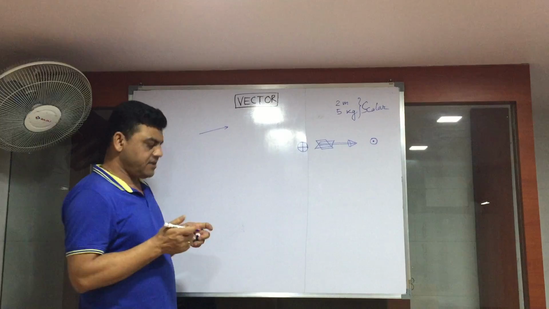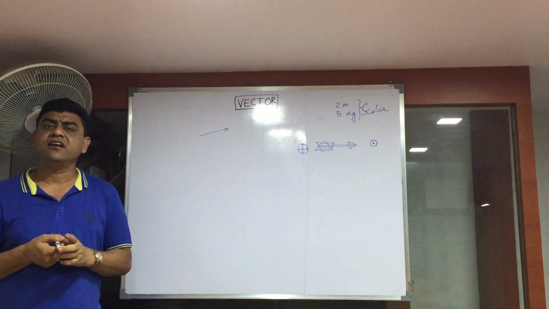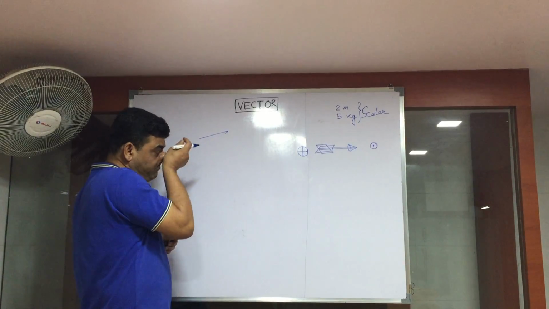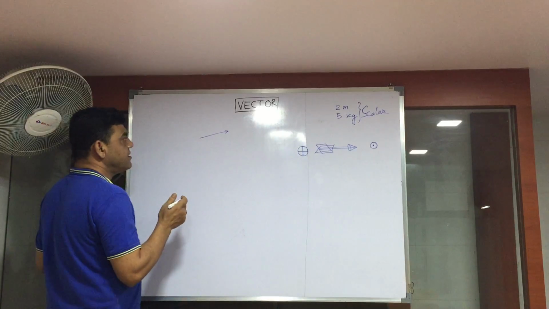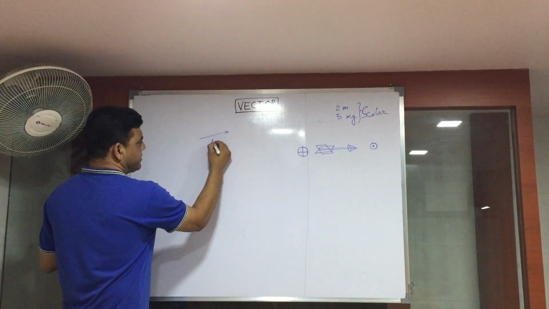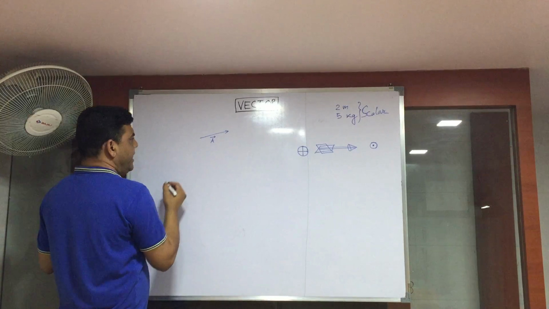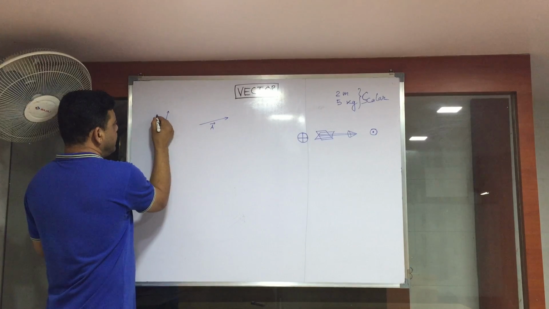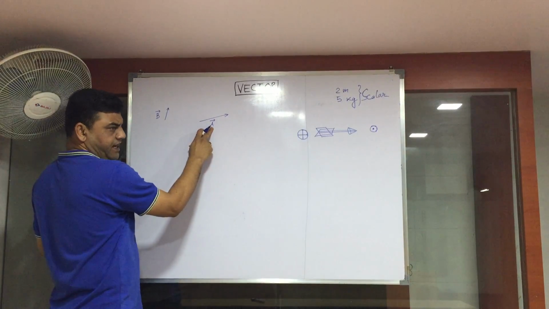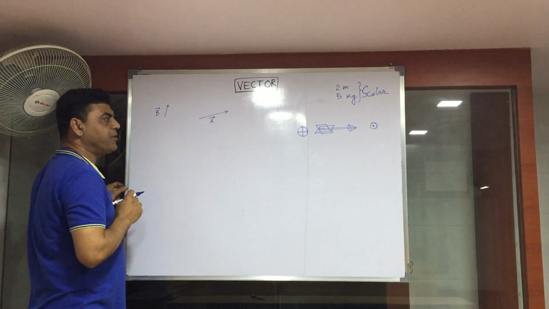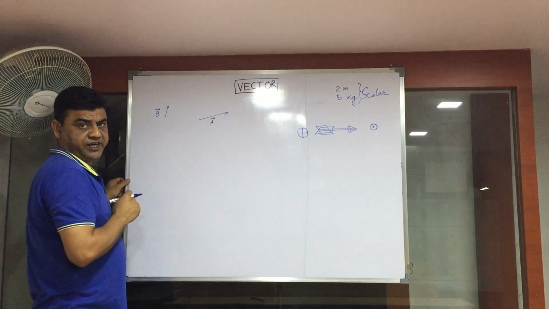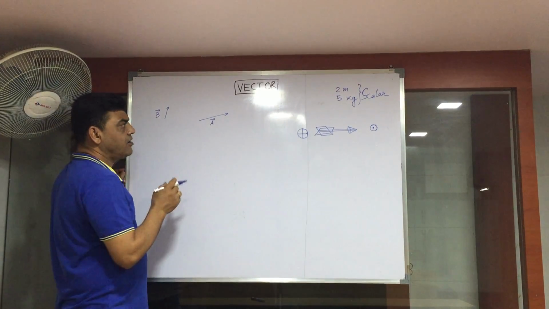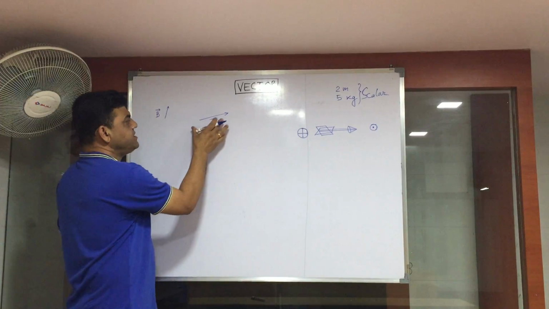Let us talk about some mathematical operations on vectors. We'll start with the very first one, addition of two vectors. If I name this vector A, and I have another vector which is like this, B vector. Generally we denote a vector with an alphabet and an arrow on top of it. If we want to add these two vectors, there are two ways of doing it. One method is called the head-to-tail method. So what is that method?